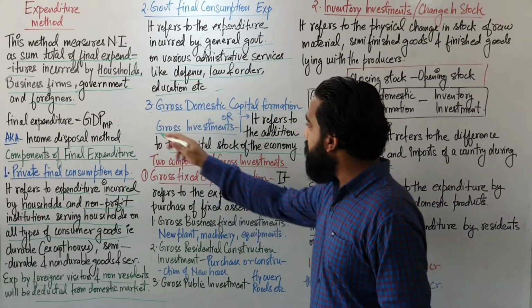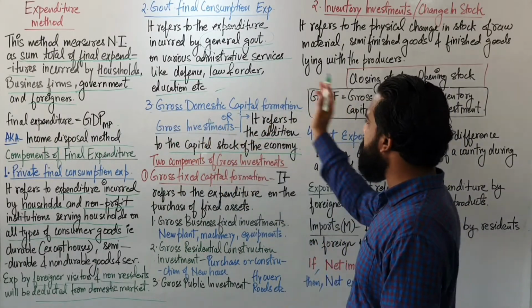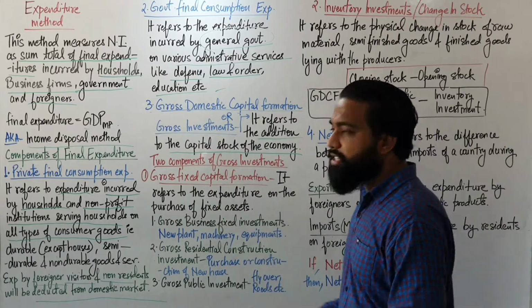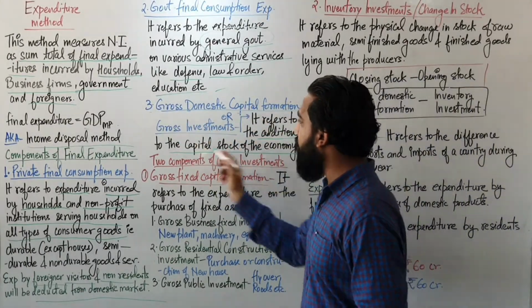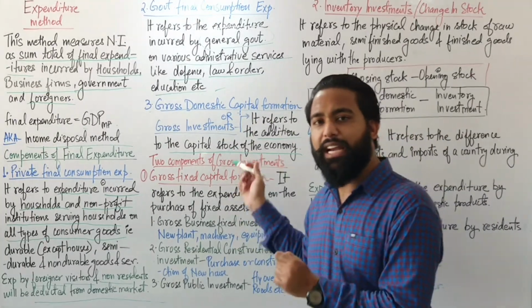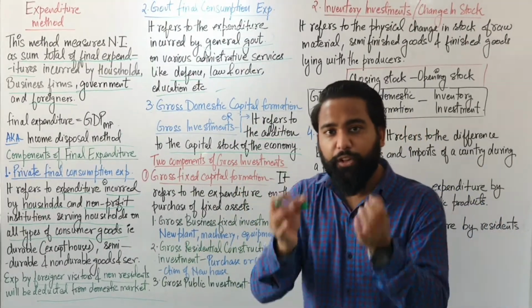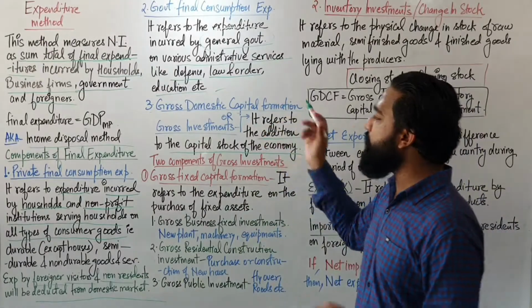Now, this gross investment, this gross domestic capital formation, has 2 components. In your numericals, if gross investment is not given directly, then it will be given in its components.